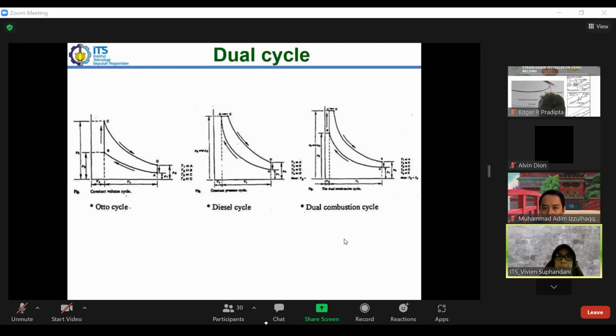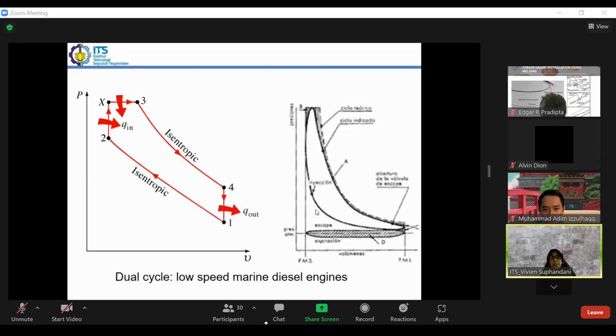Right. Now we will discuss the diesel engine first. Before that, if you want to know the application of the dual cycle, it is typically used for low speed marine diesel engines. We know the marine engine, and also submarines sometimes use diesel. If it's using diesel, it's actually not pure diesel, but a dual cycle.